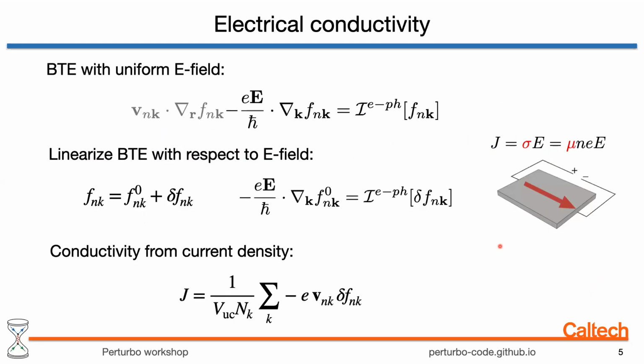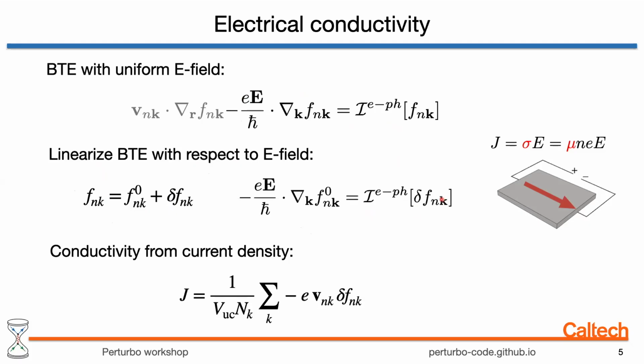So the first thing I want to talk about is how we calculate electrical conductivity. In that case, we ignore spatial dependence and only consider a uniform electric field, which means our BTE further reduces to this expression right here. We then linearize it using this assumption of a weak electric field. That means we basically plug this into the BTE, and it reduces once we only keep terms up to linear order in the electric field. We end up with this equation right here.